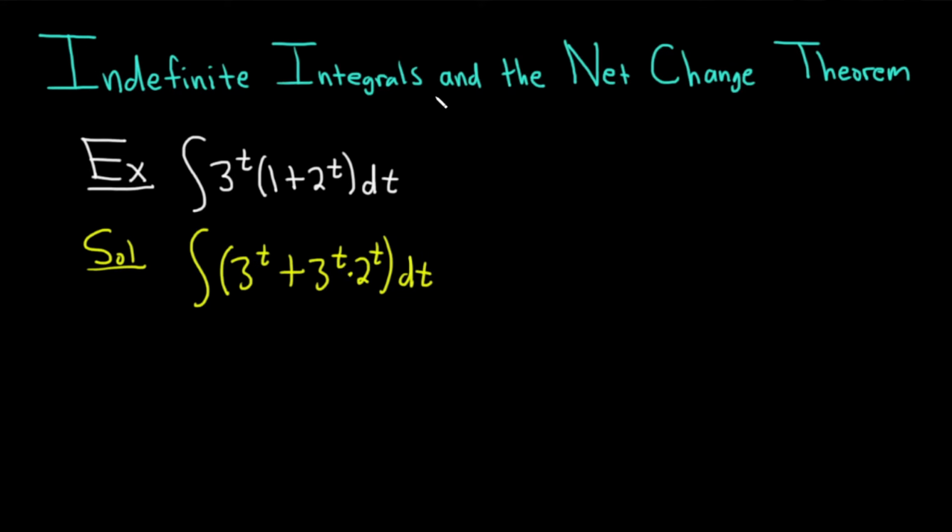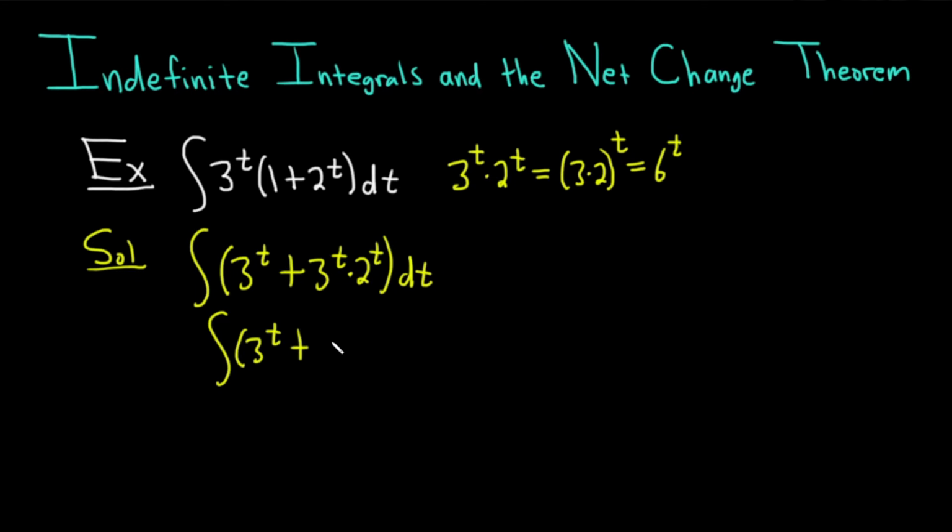And you can simplify this. Let me just show you here on the side. If you have 3 to the t times 2 to the t, you can use properties of exponents. You can write this as (3 times 2) to the t, which is just 6 to the t. So let's go back to our integral and replace 3 to the t times 2 to the t with 6 to the t. So this is the integral of (3 to the t plus 6 to the t), and then we have the dt.